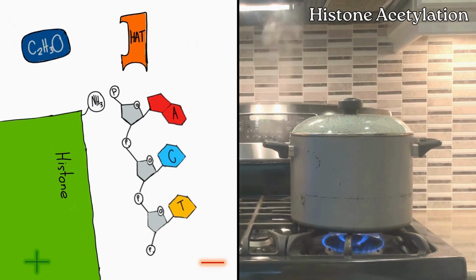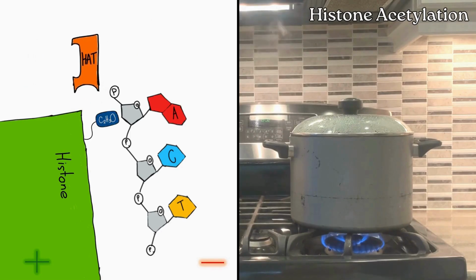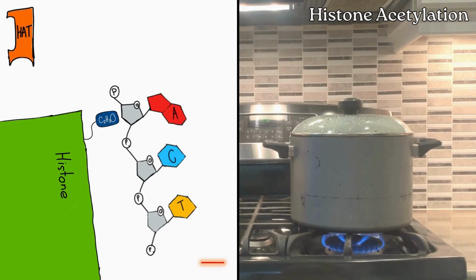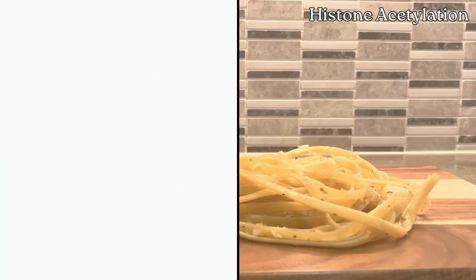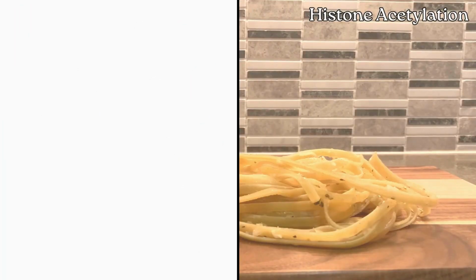But the acetyl group binds to the histone, neutralizing that positive charge. It's like the histone cheats with the acetyl group on the DNA. So the DNA and the histone are less attracted. When it pops out, we get loosely packed chromatin.